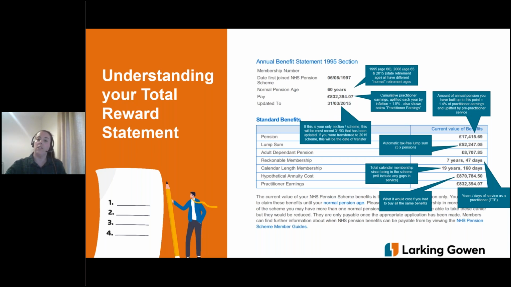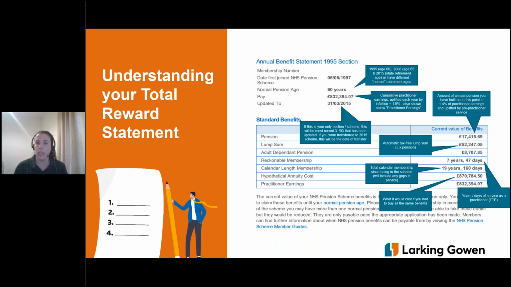So this doctor, I can tell you, was in the 95 until March 15 and then transitioned over to the April 15. Now, the 95 benefits probably have been updated past 2015 because they're still getting inflation every year, but it will only ever say it's updated to March 15 because that's the point they stopped contributing to the 95 scheme. So again, don't panic if that's what it says. It will potentially still be accruing after.